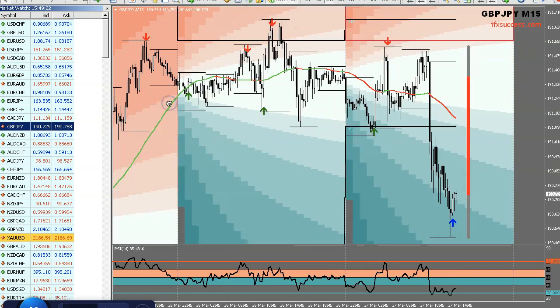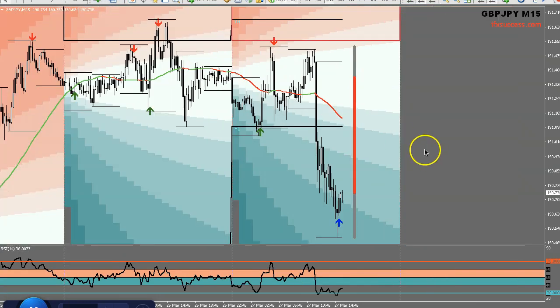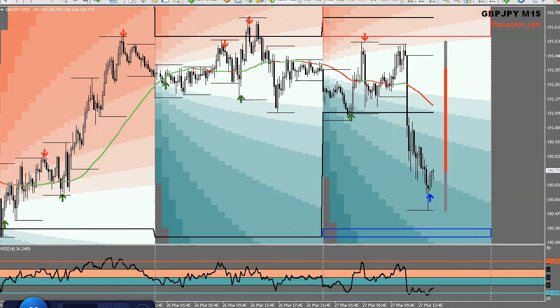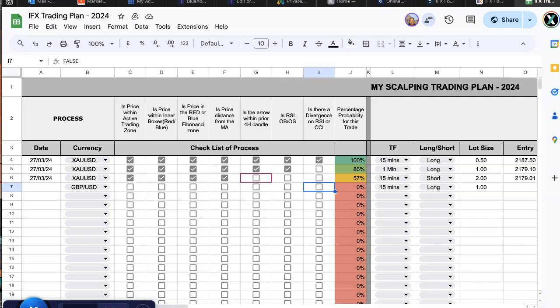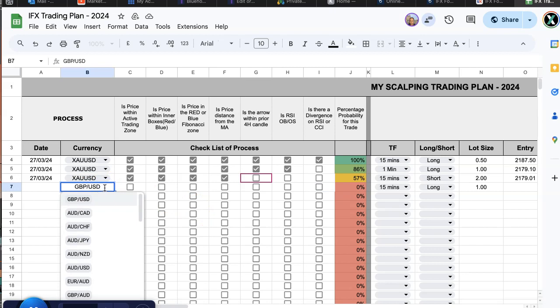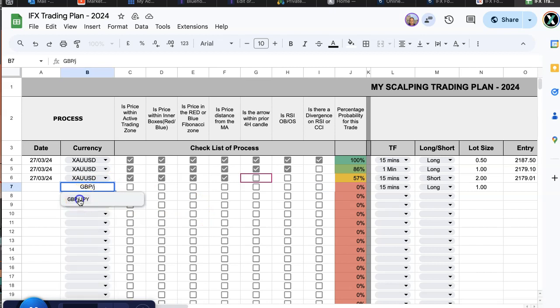Let's take a look at pound yen. All right, so this one is definitely a good example. Let's go back and see right here, pound yen, right? If I'm going to look for it, you can just type it in. So it's priced within the active trading zone, right?